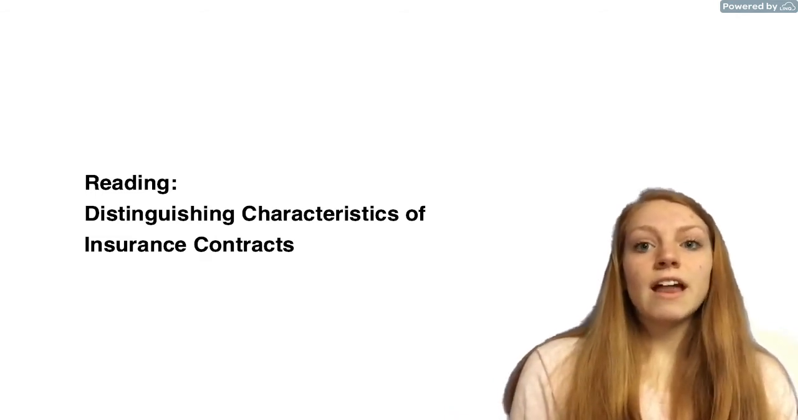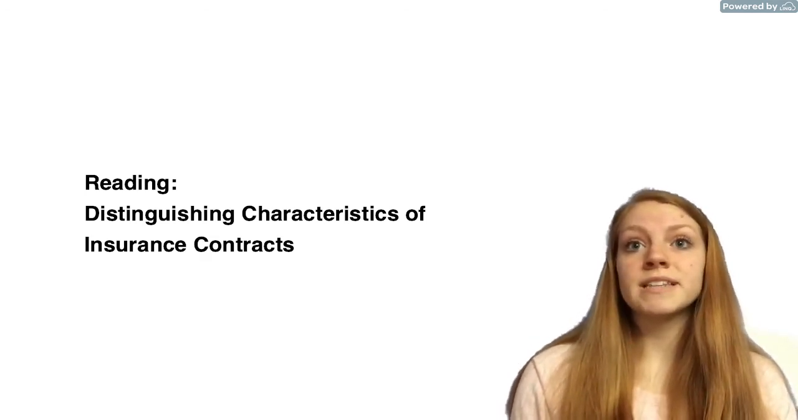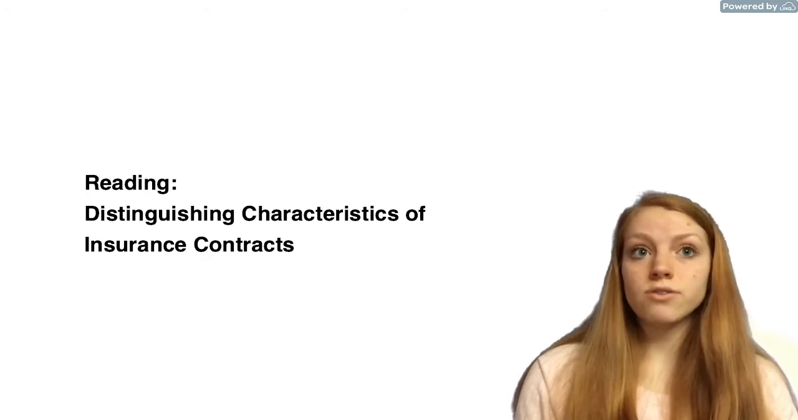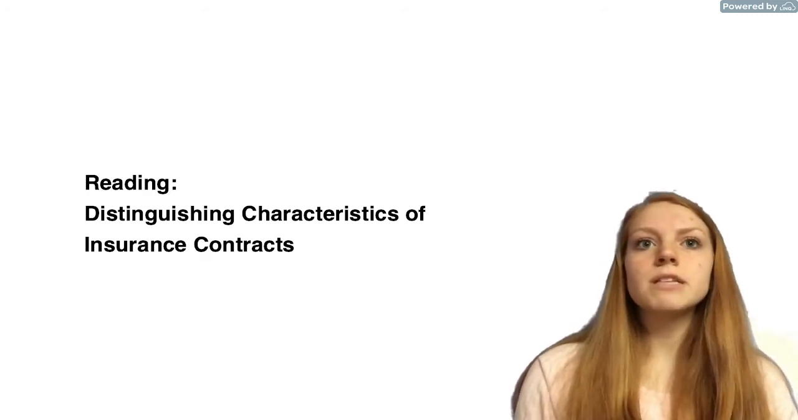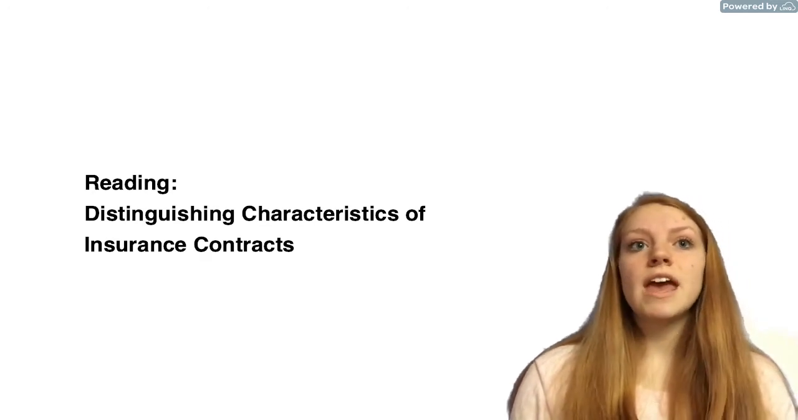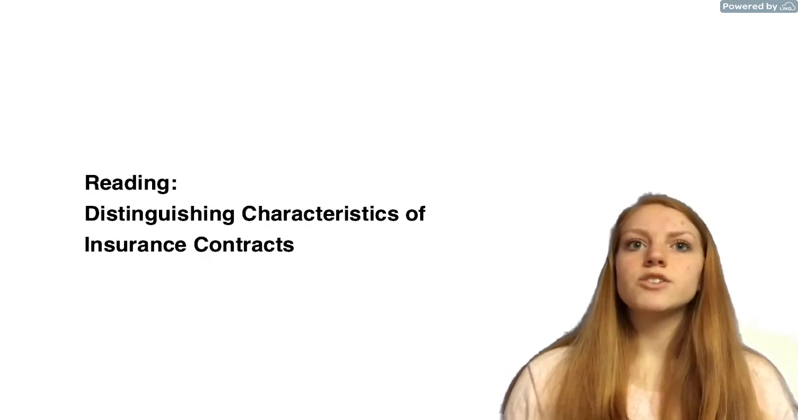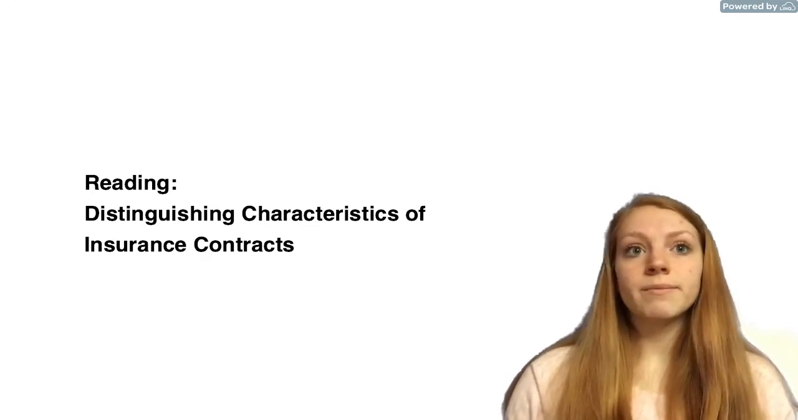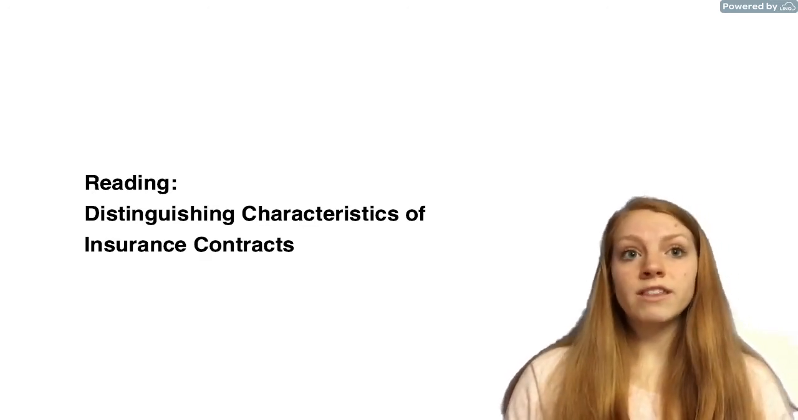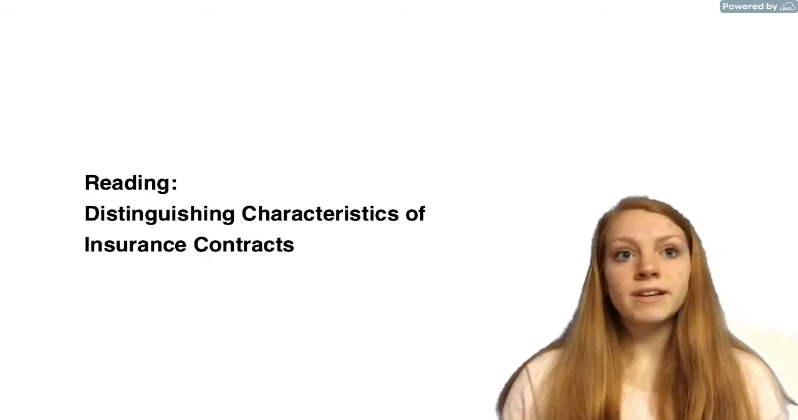In addition to the elements just discussed, insurance contracts have several characteristics that differentiate them from most other contracts. Risk managers must be familiar with these characteristics in order to understand the creation, execution, and interpretation of insurance policies. Insurance contracts are the following: based on utmost good faith, contracts of adhesion, contracts of indemnity, and personal. Based on utmost good faith.